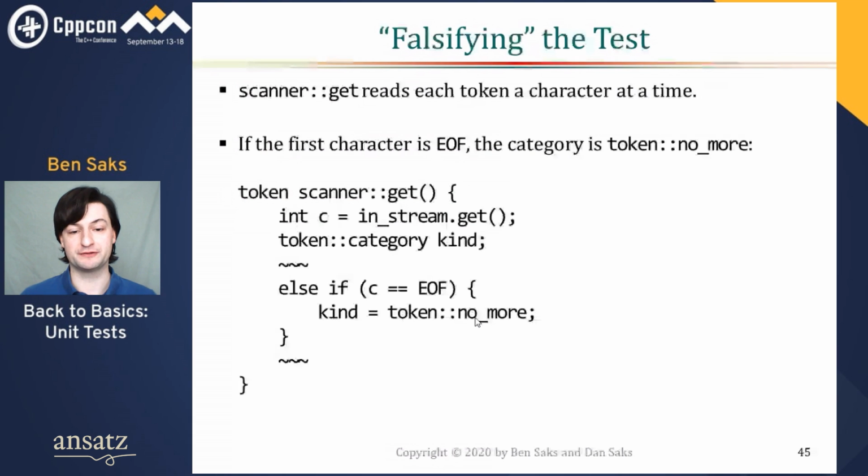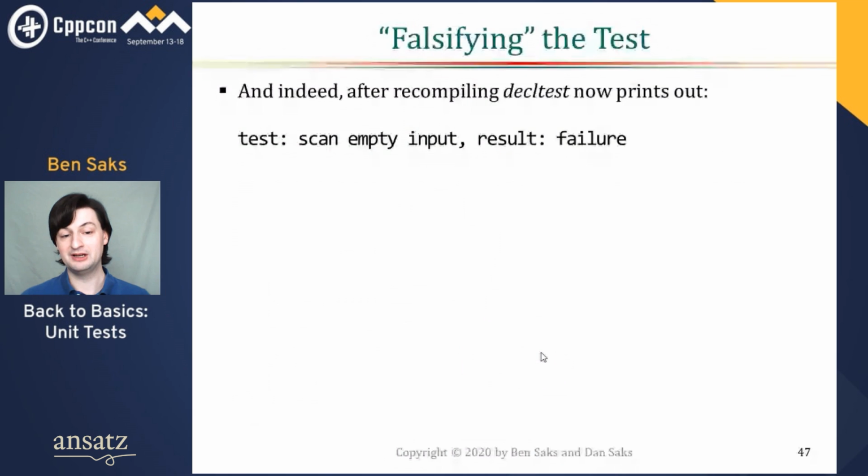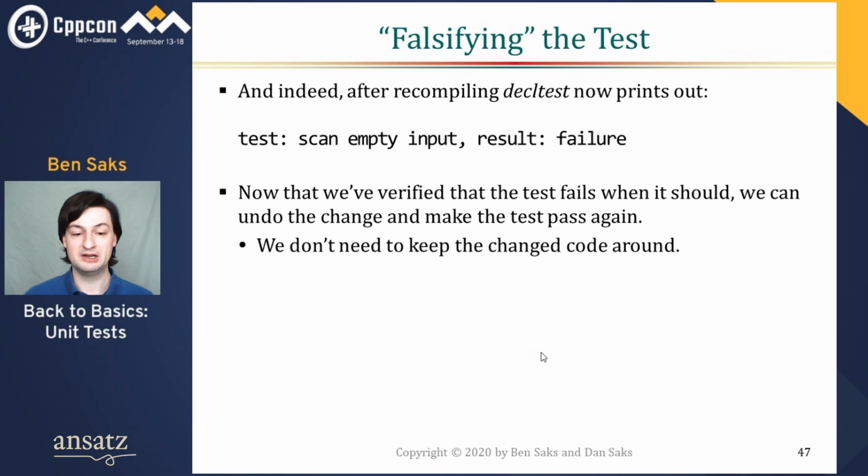Okay, so the get function for the scanner reads each token a character at a time. If the first character is EOF, that's how we know that we have a no more token. So inside the get function, if it sees that that character is EOF, it assigns no more as the right category for this token. So if we want to make this test fail, we need to change that code, replacing the value no more with some other value like identifier that represents a different kind of token. And we can go ahead and run our test. What we expect to see is that the test now reports failure, because it's not returning the right kind of token on empty input.